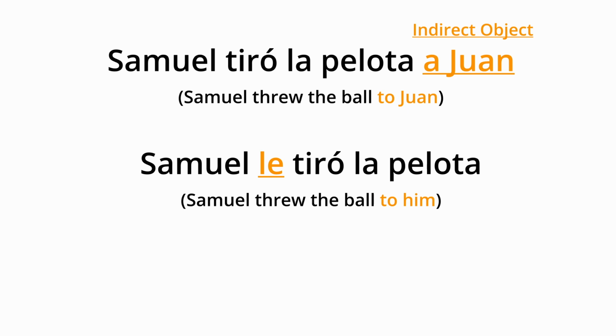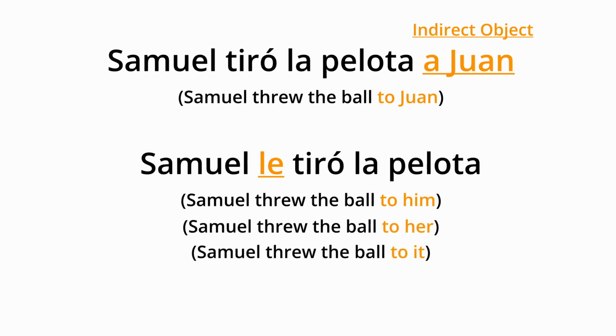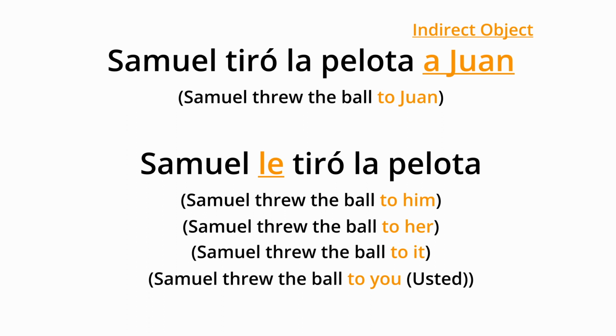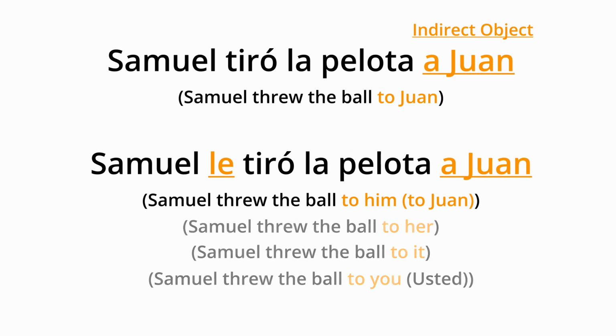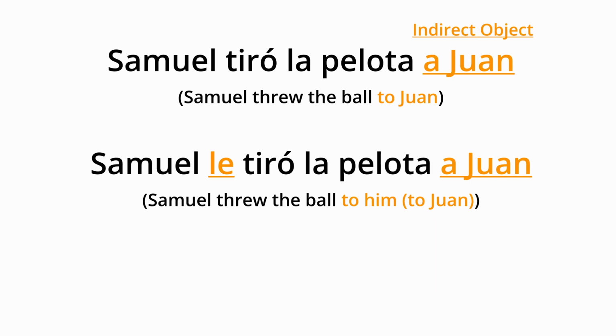But if we don't know the beginning of the story, this same sentence, Samuel le tiró la pelota, could be translated as Samuel threw the ball to her, Samuel threw the ball to it, Samuel threw the ball to you. In order to handle this situation properly, it is very popular to actually use both le and Juan. Spanish can be weird like that. So what we have is Samuel le tiró la pelota a Juan. Basically, the idea is that as long as everyone in the room knows that we are talking about Juan, there's no need to keep his name in the sentence. Just replace it with le and that's it.